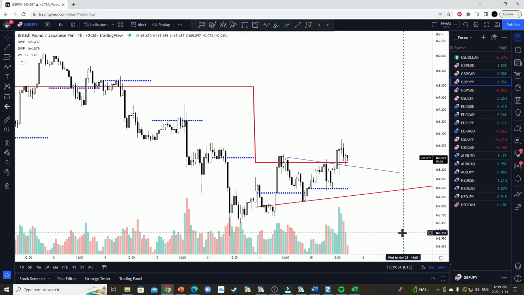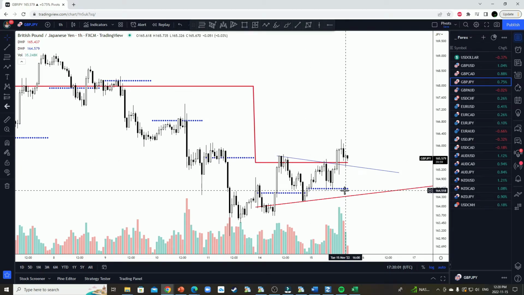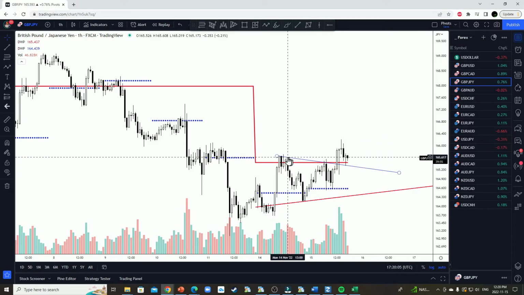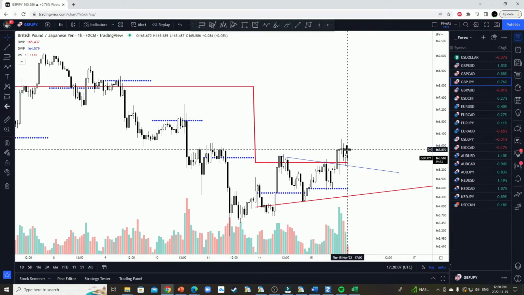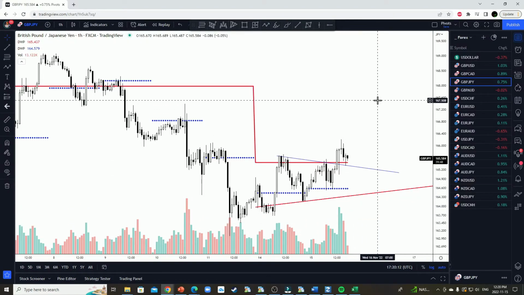The reason is that the pound yen here went beyond the weekly pivot and is above the daily pivot as well. So we are on the path of least resistance. We broke this resistance and now we are retracing with diminishing volume.